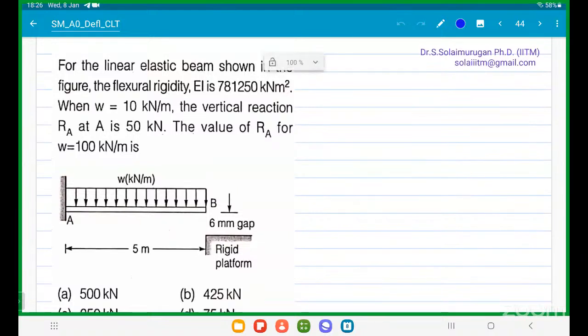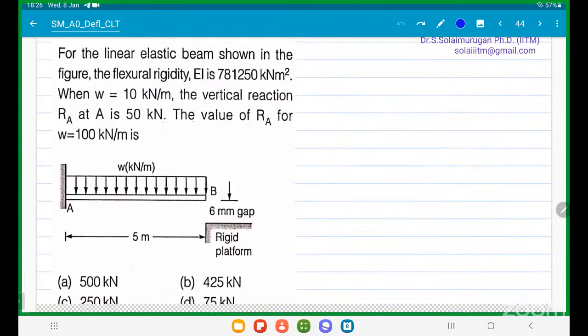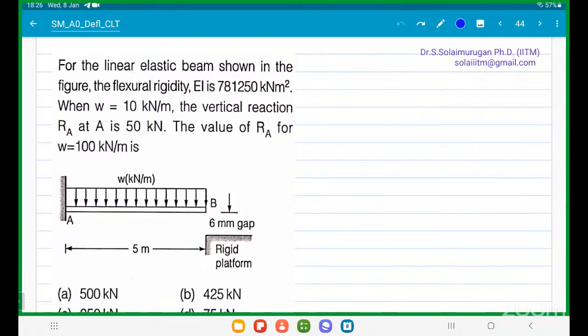So we know deflection is directly proportional to small w. At small w equal to 10 kilonewton per meter, y max equal to, we don't know, right? Or direct EI is given means directly we can go for the direct formula. Sir, what is asked finally? Reaction at A is asked, right?